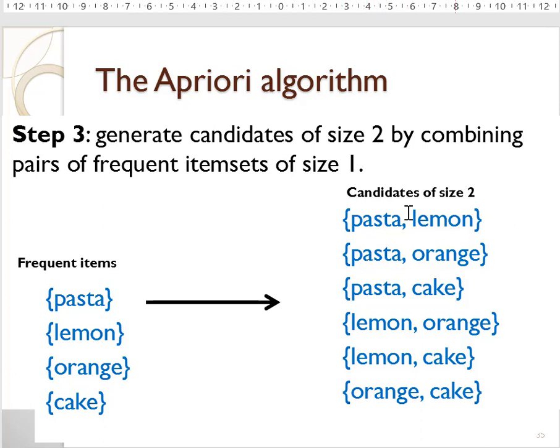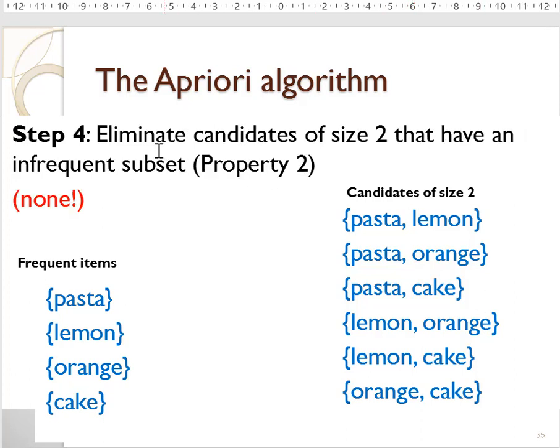Now we will look at these candidates. We need to find the frequent item sets of size 2. So step 4. We eliminate the candidates of size 2 that have some infrequent subset, property 2. That means if we look at pasta, lemon, we look at the subsets like pasta. Pasta is frequent, lemon is frequent. So we don't need to eliminate. We cannot apply property 2, so we do nothing here.